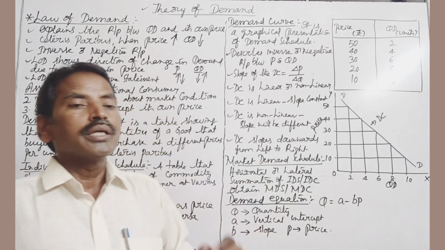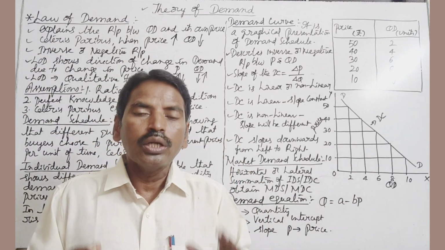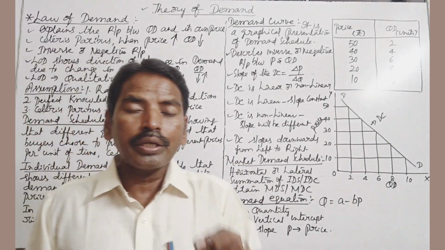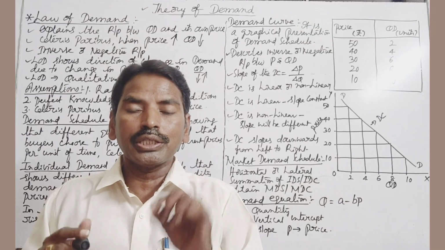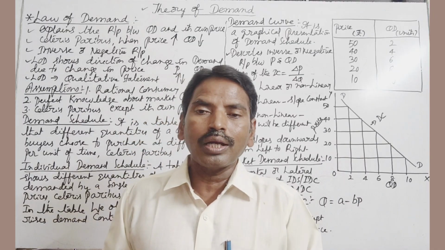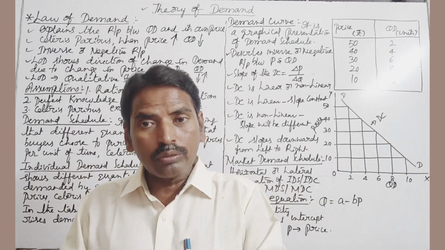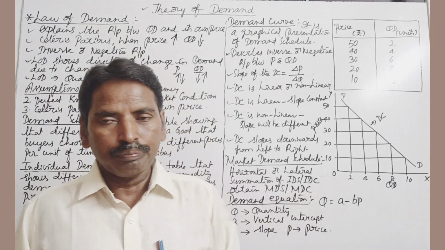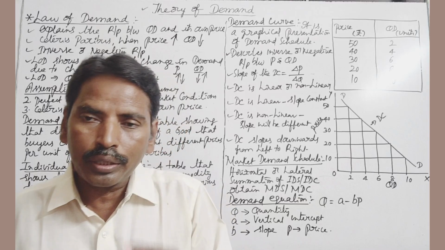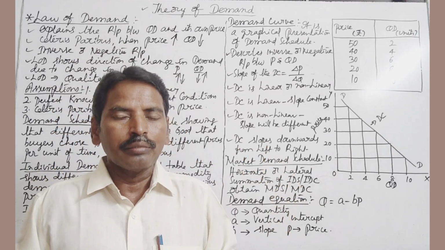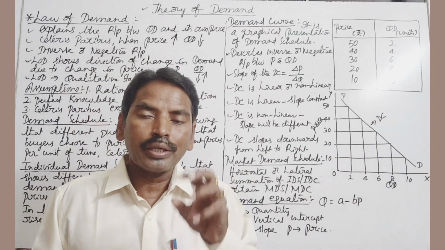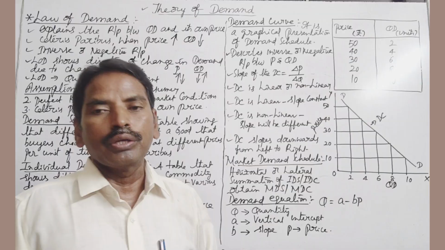Next, based on the information available in the market demand schedule, we draw the market demand curve. Market demand curve is the graphical presentation of market demand schedule. By horizontal or lateral summation of individual demand curves, we obtain market demand curve. Individual demand curve slopes downwards from left to right. Market demand curve also slopes downwards from left to right, but market demand curve is flatter than individual demand curve.